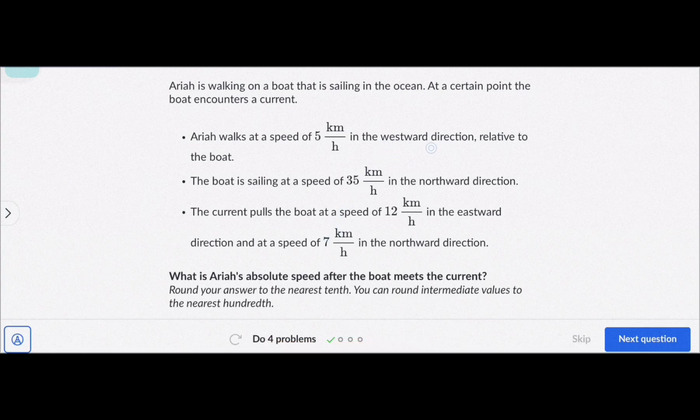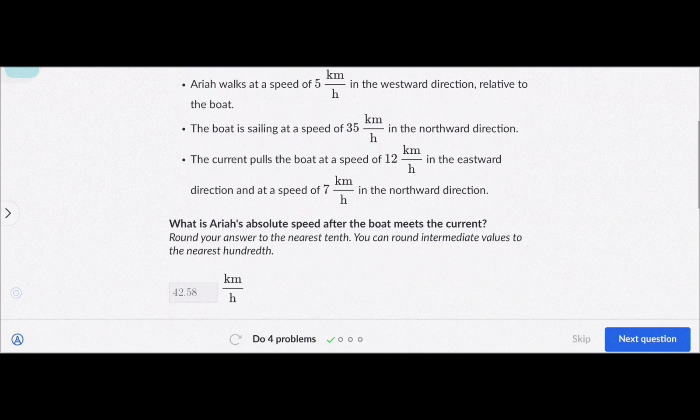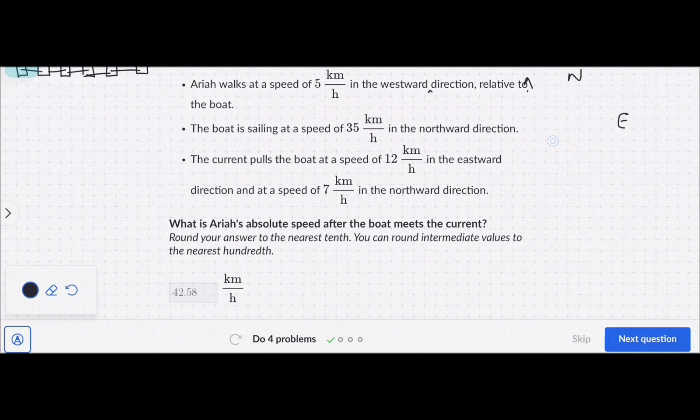Arya is working on a boat that is sailing on an ocean. At a certain point, the boat encounters a current. So Arya walks at a speed of 5 km per hour in the westward direction relative to the boat.